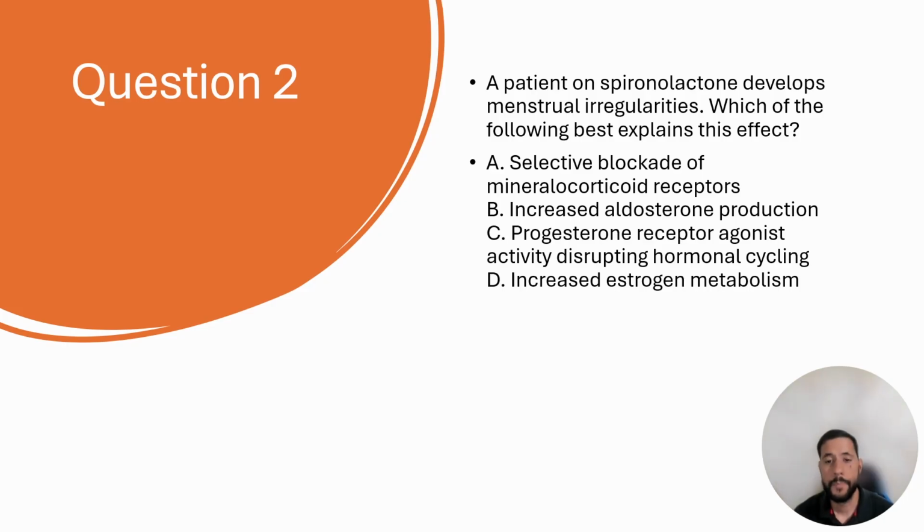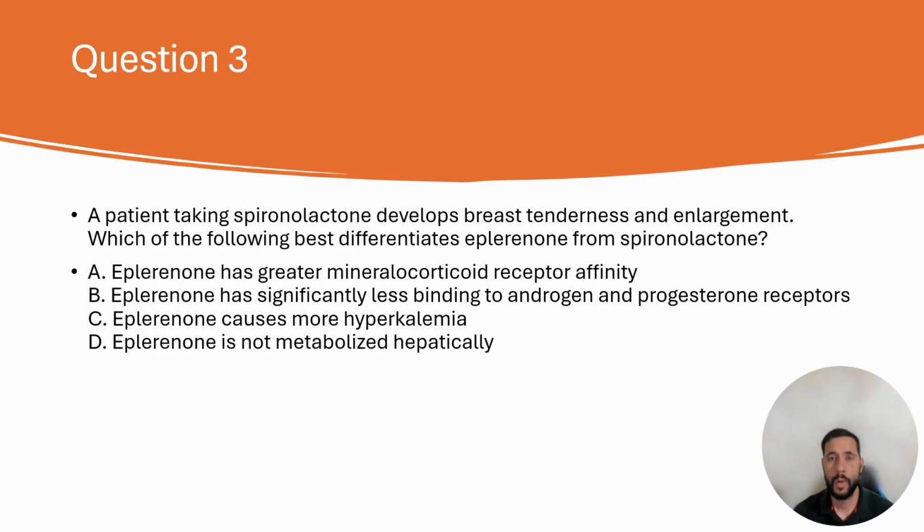Question number 2. A patient on spironolactone develops menstrual irregularities. Which of the following best explains this effect? A, selective blockade of mineralocorticoid receptors. B, increased aldosterone production. C, progesterone receptor agonist activity disrupting hormonal cycling. D, increased estrogen metabolism.